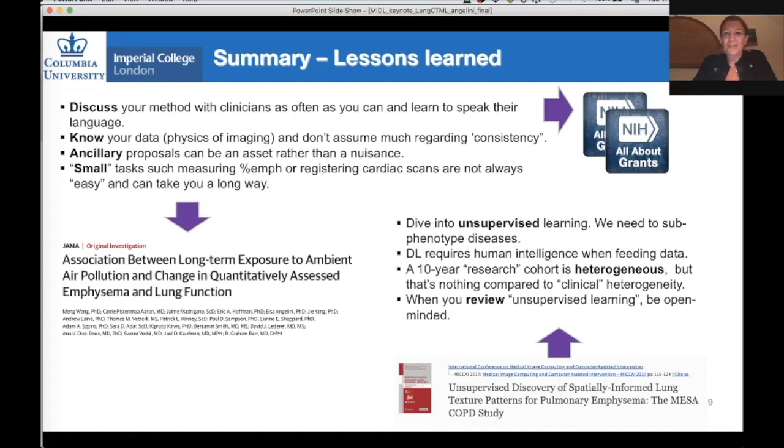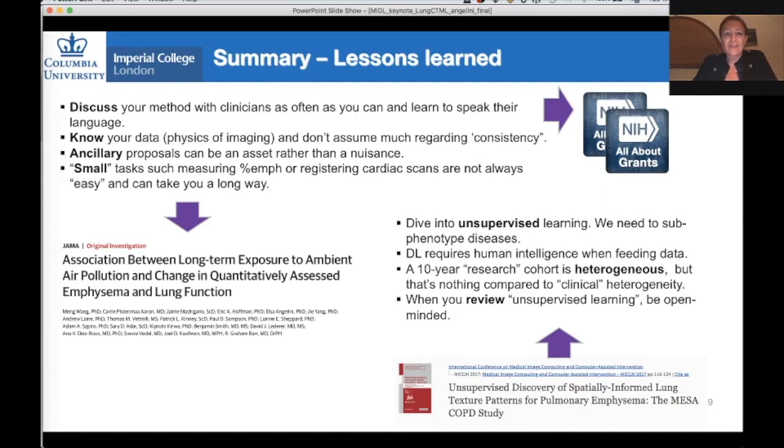This is an invaluable resource. Clinicians are usually very happy to discuss methods, results, and strategy to evaluate your results. And also, this is absolutely mandatory to really work very closely with clinicians if you want to write any grants, such as for the NIH. Know your data, so in particular, know the physics of imaging when you work with medical imaging. And on the other hand, don't assume too much regarding consistency in imaging, in particular when you're working with very large cohorts and with CT scans that evolve a lot in time.